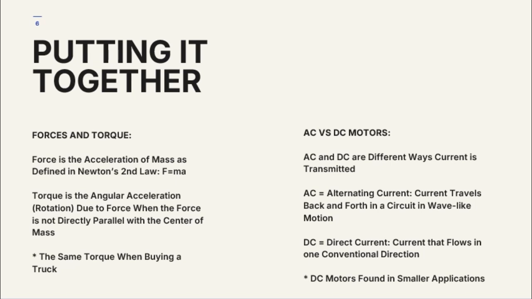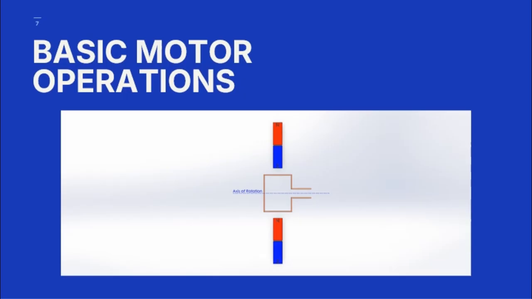AC, or alternating current, is the current that travels back and forth in a closed circuit in a wave-like motion. DC, or direct current, is current that flows in one conventional direction. DC motors are found in small applications like power tools and household appliances, whereas AC motors are found in larger applications such as electric vehicles.